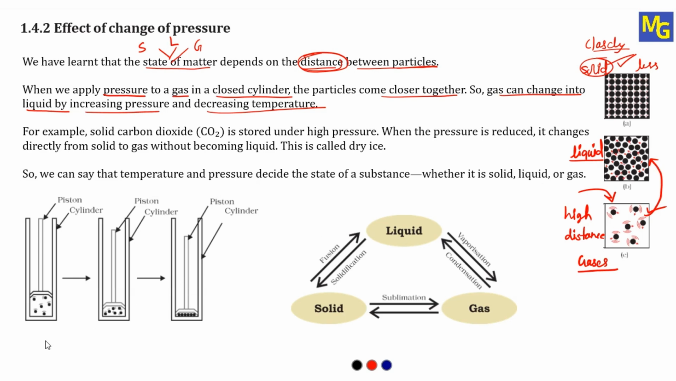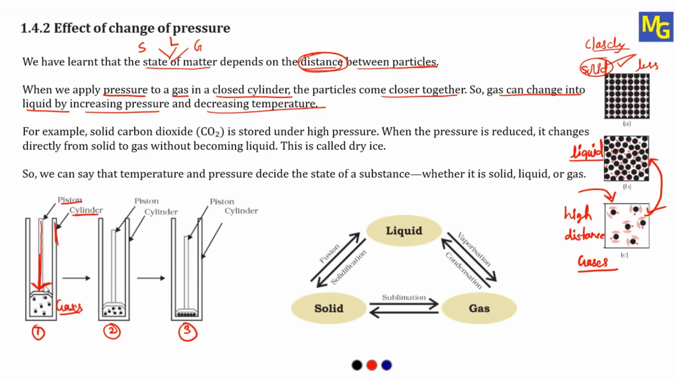See the diagram, which is from your NCERT book. This is the first diagram, this is the second diagram and this is the third diagram. This whole thing is called a cylinder. You can see a rectangular part, and this is called a piston. In this cylinder, we have taken gases. We can see the distance between the particles is very high in the first cylinder compared to the second and third cylinders. With the help of this piston, I am going to give pressure on these gases.